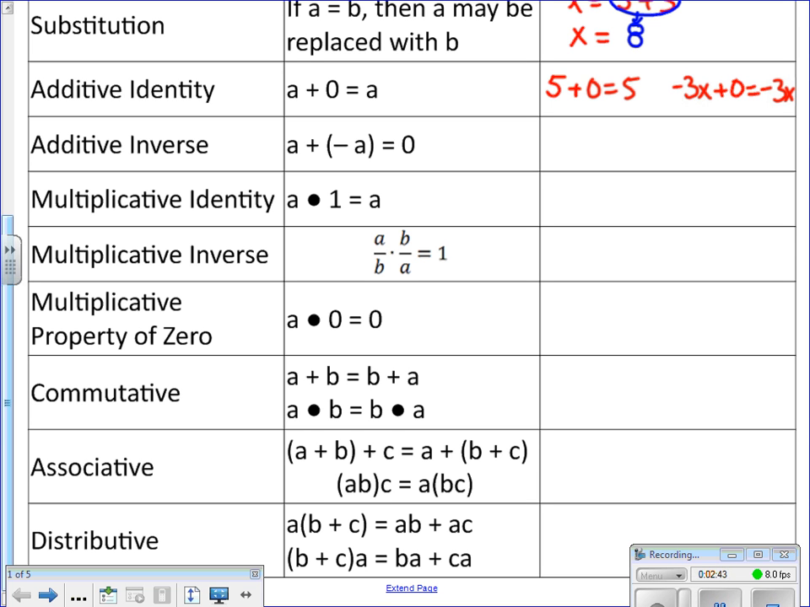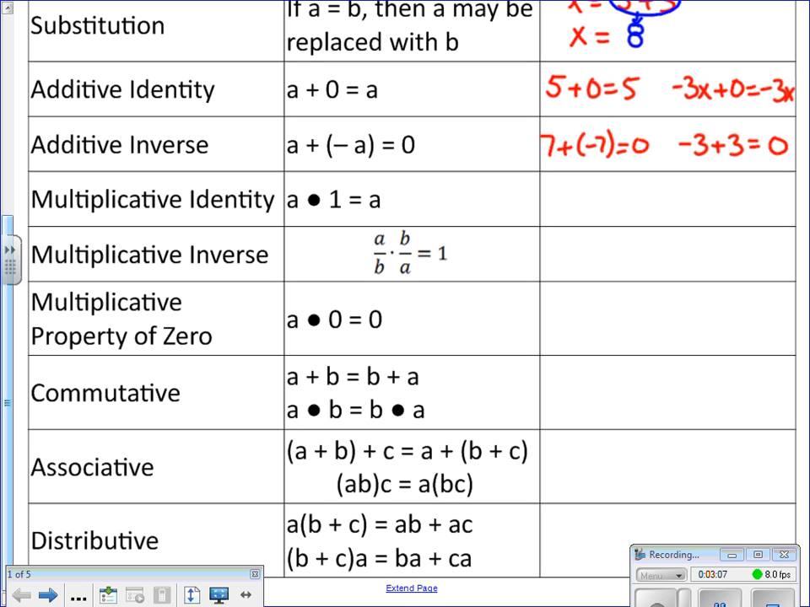Additive inverse. If you take two numbers that are opposites, they'll always add up to 0. 7 plus negative 7 equals 0. Negative 3 plus 3, that equals 0. That's the additive inverse.